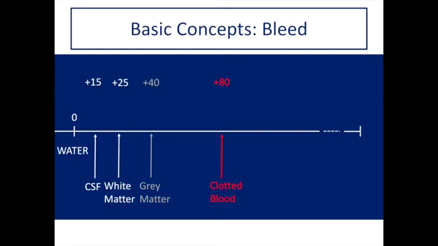Let's start with bleeds. We mentioned that acutely clotted blood is denser than everything else in the brain, so acute bleeds will look bright. So, when you're trying to rule out acute bleed, you're looking for things that are bright. I'm sure most of you guys know this, but the major basic types of bleeds are as follows.